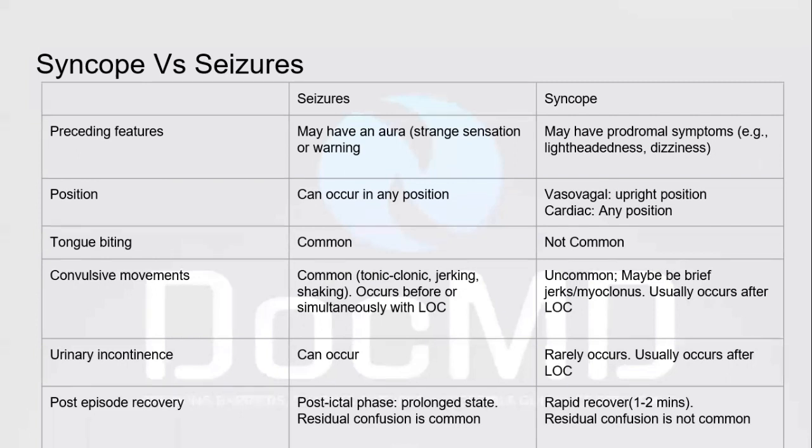First of all, what happens in seizures? There are preceding features. Patients may have an aura or a warning, but in syncope, there are also similar things happening, like lightheadedness and dizziness. These are prodromal symptoms. They do not happen in all forms of syncope, but the point is that preceding features are not a very good differentiating point, unless there is a very specific aura.